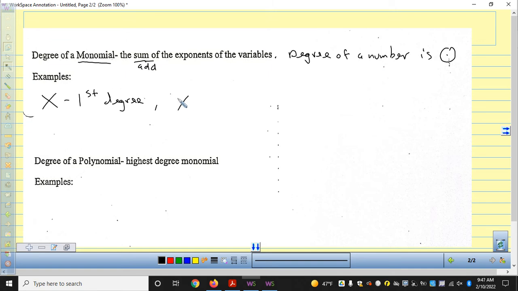If we had something like x squared y to the third, that's a monomial, just one term. We would say the degree is 3 plus 2. So we'd say fifth degree.